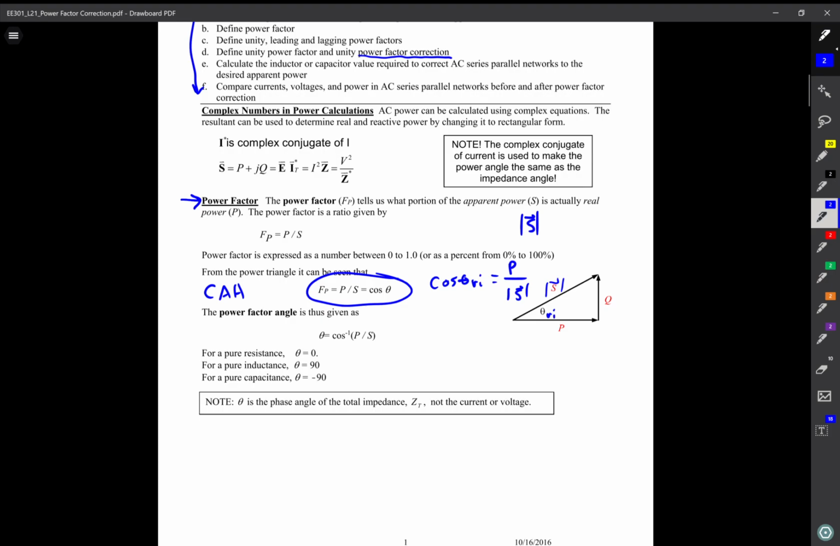The power factor angle is then given by the inverse cosine of the ratio of real power to apparent power. And on the next page, we're going to see for pure resistance, inductance, and capacitance, what do those angles look like?